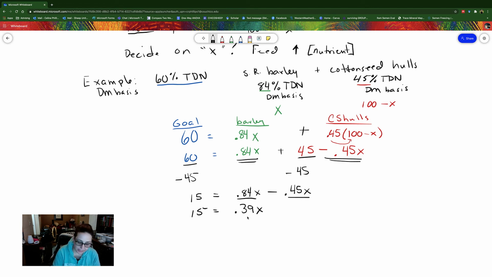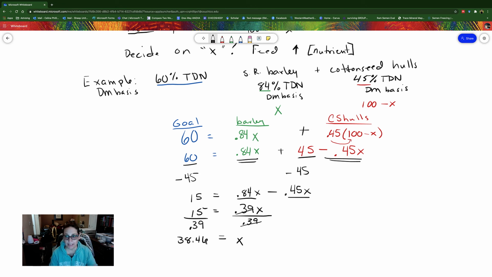To do that, we're going to divide this value by 0.39. That's going to allow them to cancel out. But remember, whatever we do on one side of the equation, we have to do on the other. So we're going to divide the 15 by 0.39 as well. So we wind up isolating x, and x is going to be equal to 38.46. Great. We have a number.